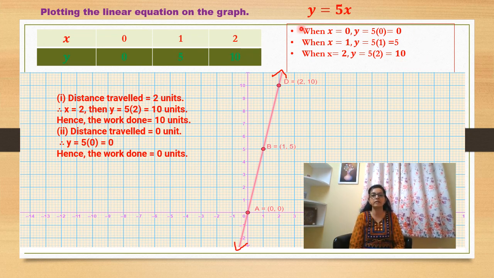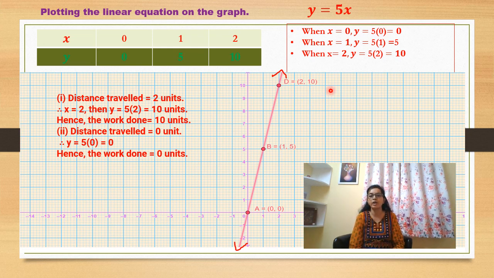Don't directly write the table. You have to write how you obtain these 3 values. After obtaining these 3 values, you have to plot the pair of coordinates in the graph. As you can see, A represents the first pair 0, 0. Point B represents the second pair 1, 5 and C represents the third pair of coordinates, that is 2 and 10.